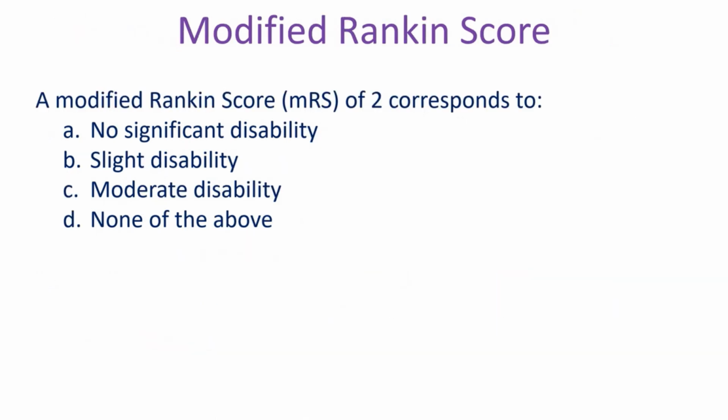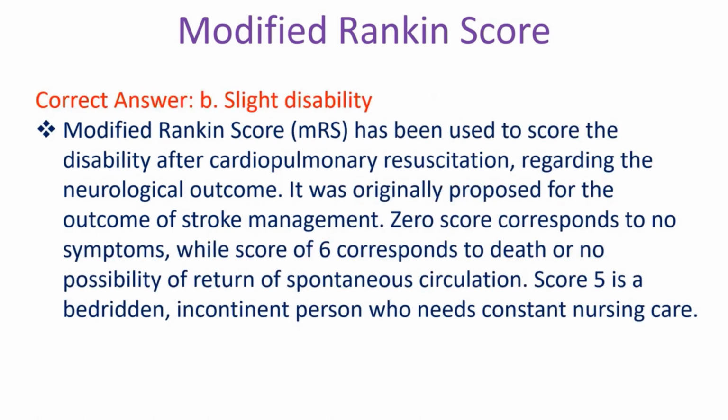A modified Rankin score of 2 corresponds to: A. No significant disability, B. Slight disability, C. Moderate disability, D. None of the above. Correct answer B. Slight disability.